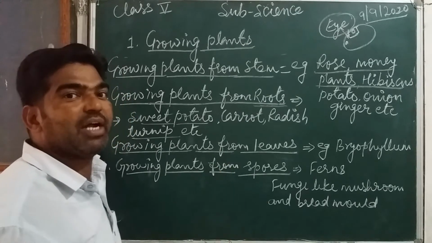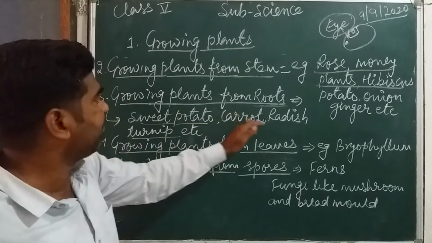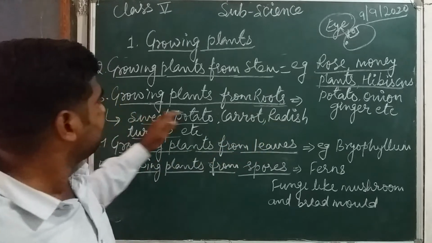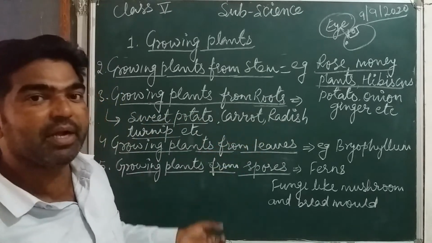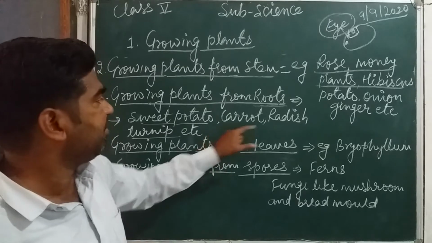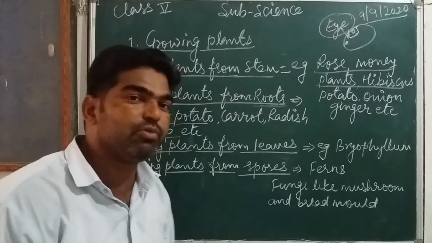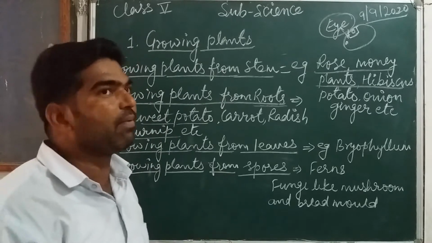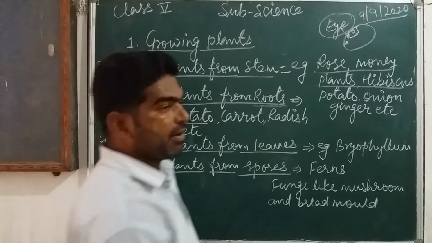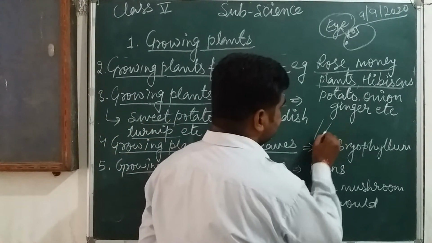Means these are the what? Underground roots. All these are examples of underground roots. ये जितने भी फ्रूट्स आपको दिख रहे हैं ये सब क्या है? अंडरग्राउंड रूट है. तो इससे भी, इस रूट से, through this root we can develop a new plant. फॉर एग्जांपल कैरेट, like this carrot.